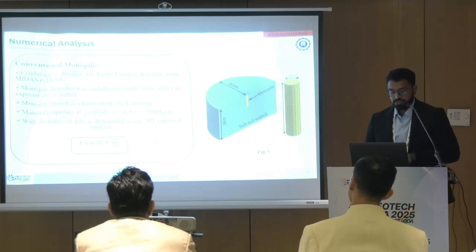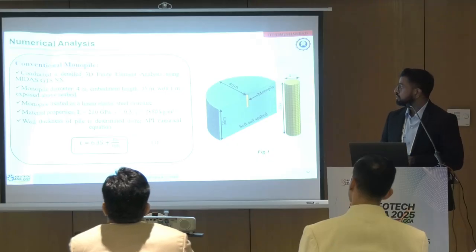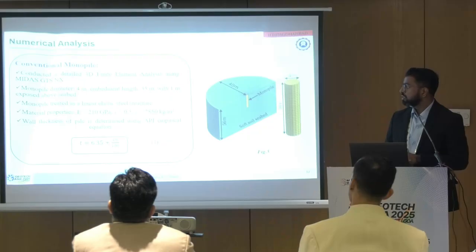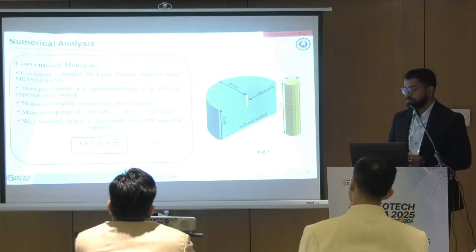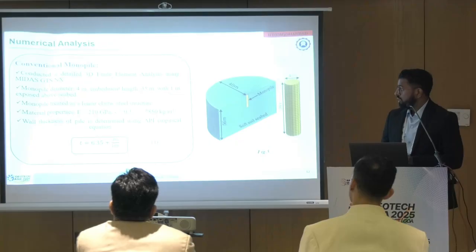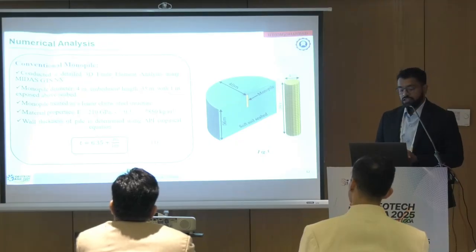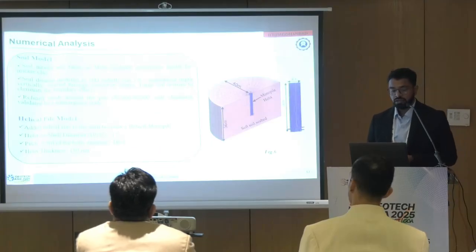So, numerical analysis. For the conventional monopile, I conducted a 3D finite element analysis using Midas GTS NX. The monopile has a 4 meter diameter, and the embedded length is 35 meters with 1 meter exposed above the seabed. The monopile is treated as a linear elastic structure. Material properties are as follows, and the wall thickness of the pile is determined using the API empirical equation.